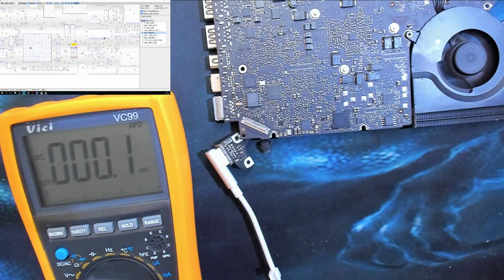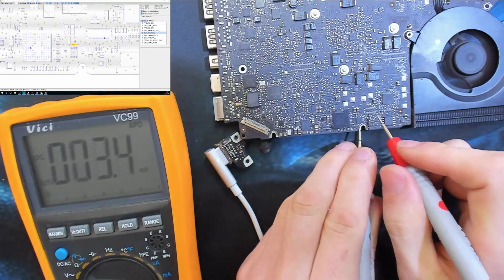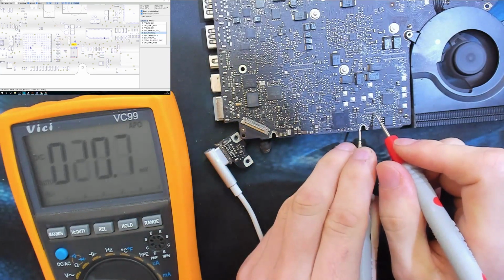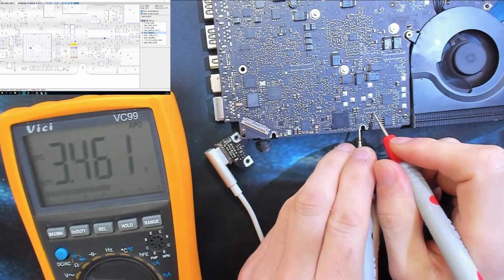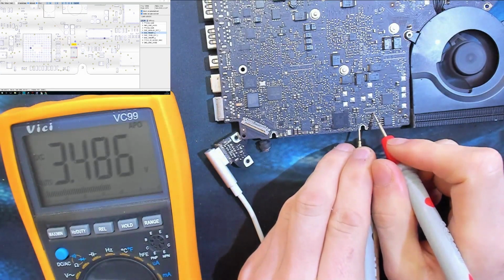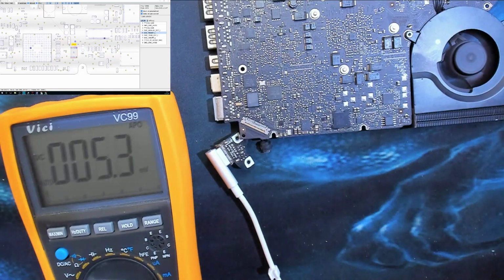And now what I'm going to do, I'm going to measure SMC reset L, which is 1, 2, 3. It's there, I think. And as you can see, we have 3.4 volts at SMC reset L. So SMC reset L is high because there is voltage there, which means the SMC is not in reset mode.